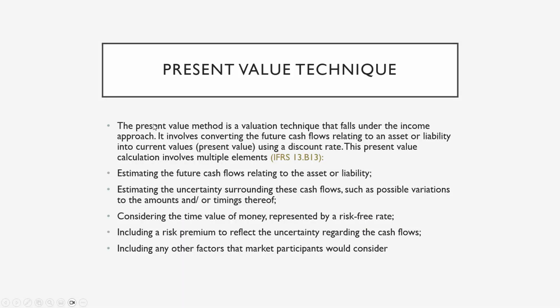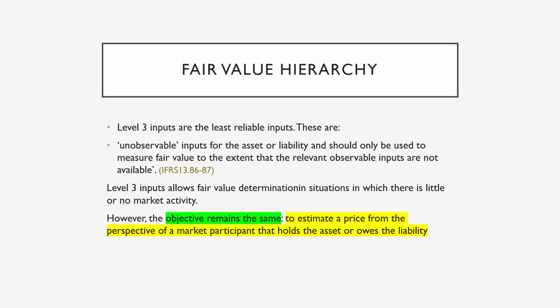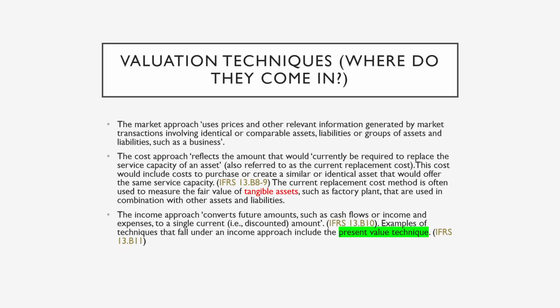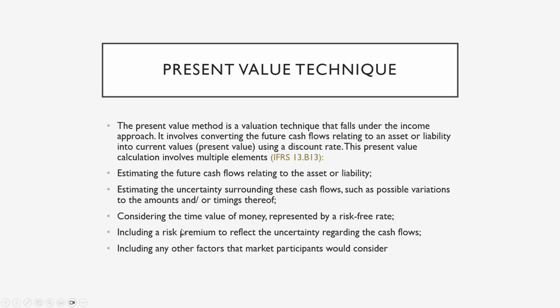So let's speak about the present value technique, because I was talking about it this entire time. To go back, the income approach speaks about the present value technique, and it effectively discounts the cash flows. So all the future cash flows are discounted using a discount rate. You would have known about this from financial management, where you're calculating the discounted cash flows of a specific item.